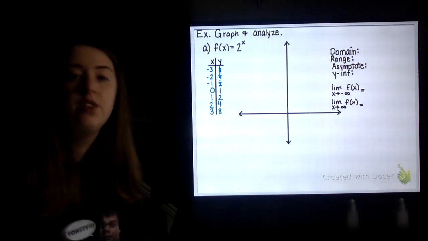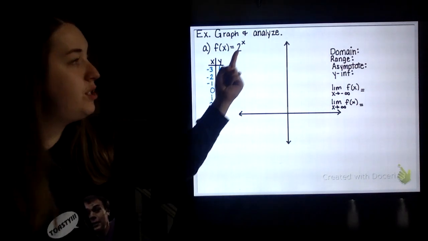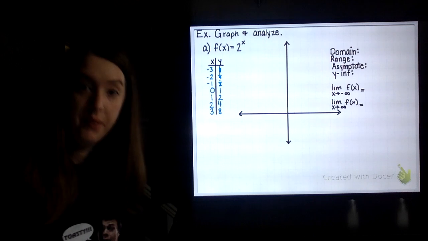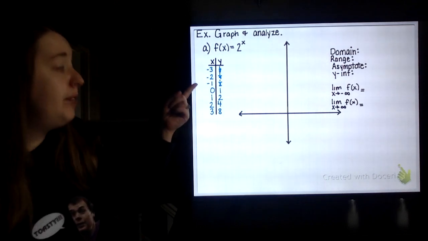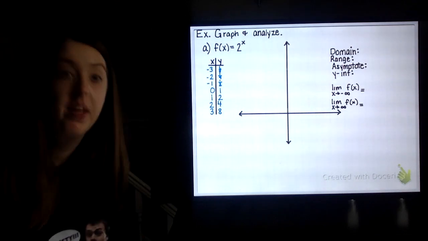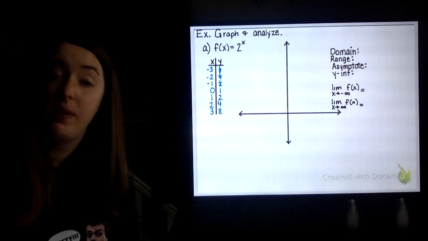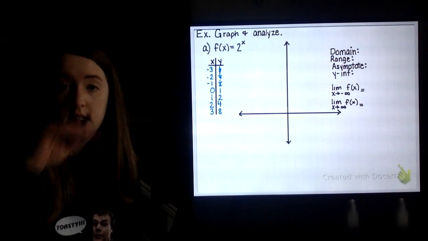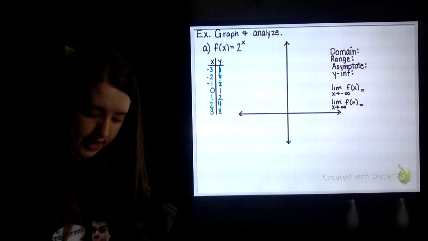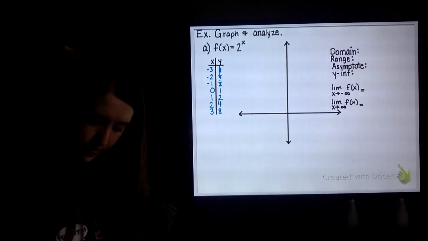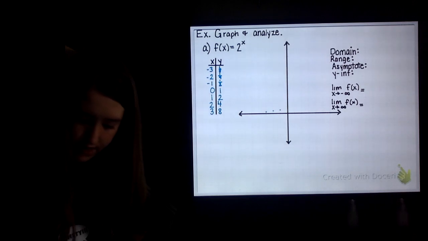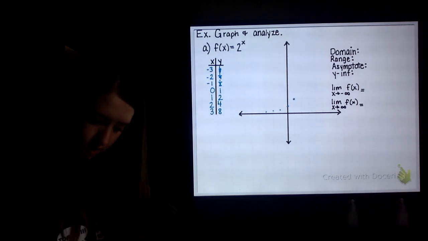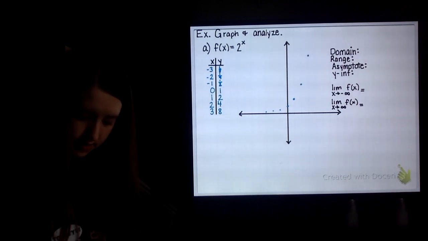If you notice, there's no power that I can take this to that will make it negative. Even if I make a really negative exponent, it's just going to make a tiny little number, but it's never going to go negative. So, here, let's start graphing this guy. At -3, I'm at an eighth. -2, I'm at a fourth. Half. 1, 2, 4, 8.